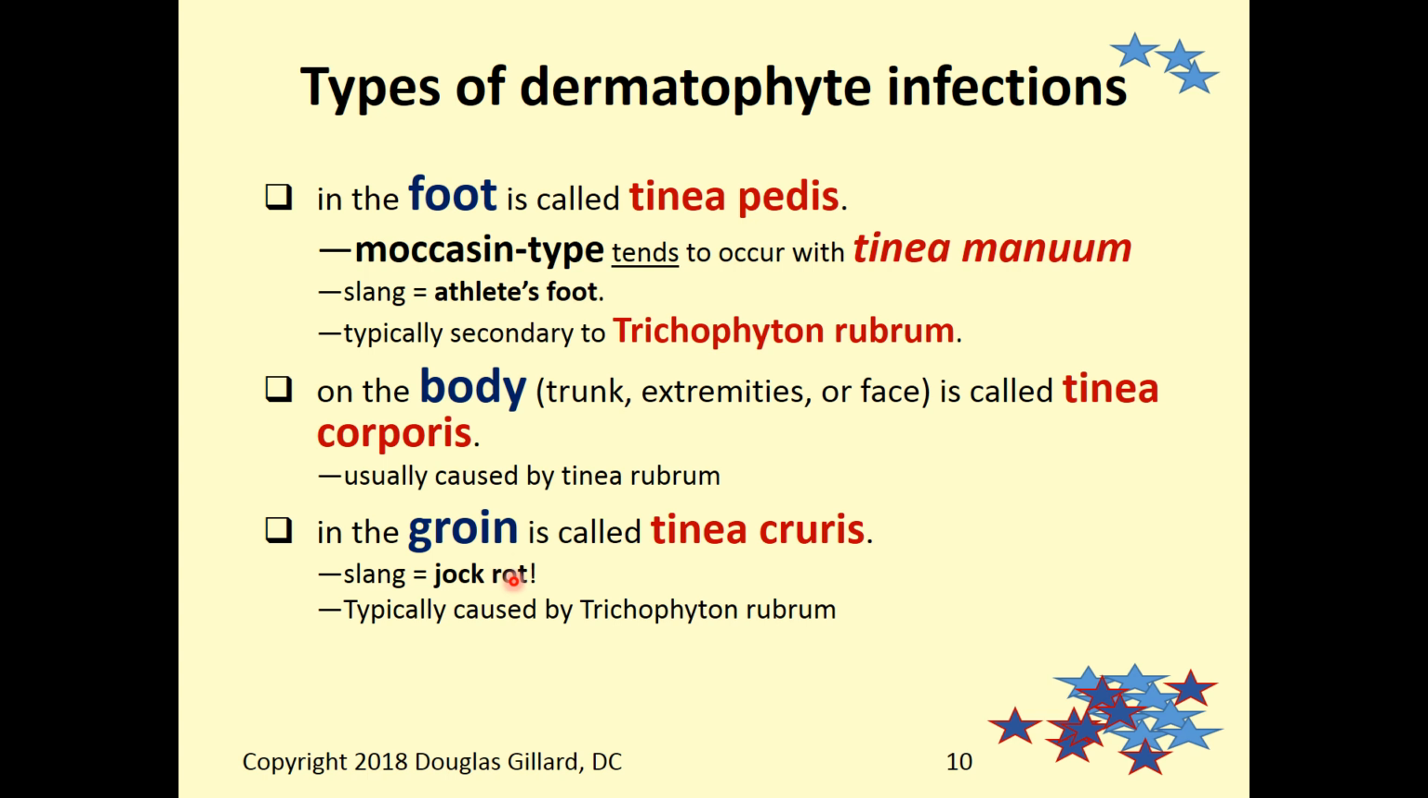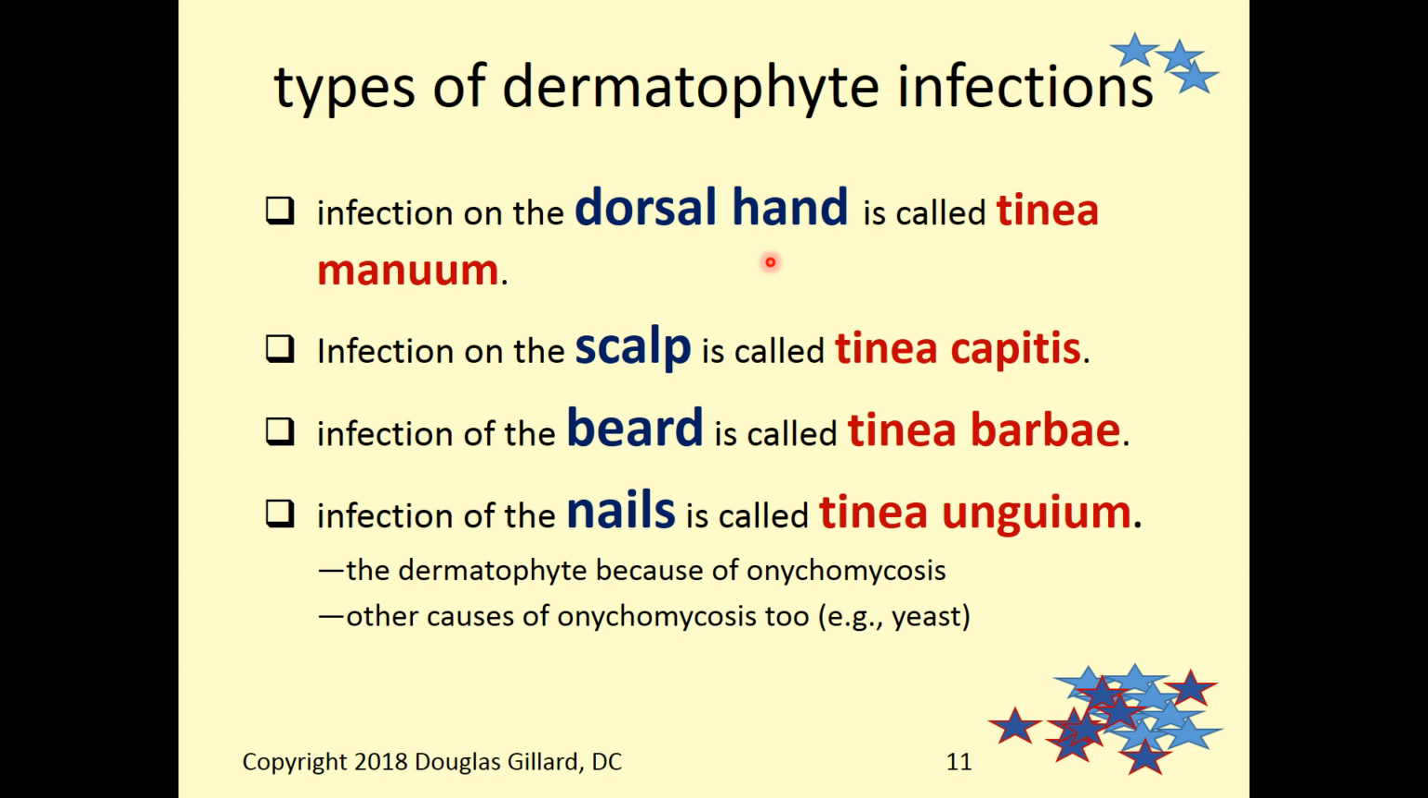A common one for athletes is an infection down in the groin and private region. That's called Tinea cruris, also called jock itch or jock rot, typically caused by T. rubrum as well. An infection of the dorsum of the hand or foot, be careful with this one. We're not talking about the palmar surface or plantar surface. That's athlete's foot. If it happens on the back side or the dorsum of the hand and foot, that gets a new name. That's a different type of syndrome. That's called Tinea manuum.